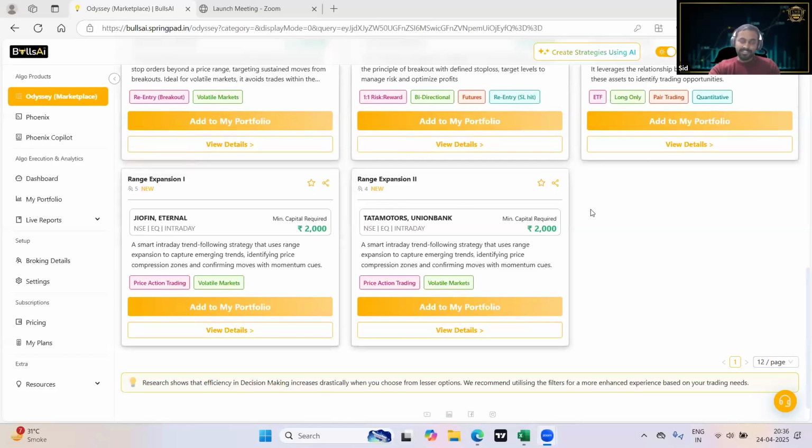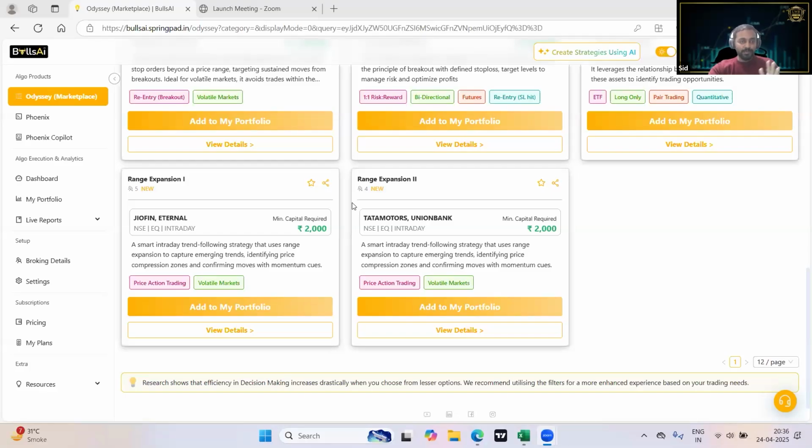range expansion 1, range expansion 2. Both strategies fundamentally work the same way, but if you notice, the stocks are different. This one mainly trades with JioFinance and Eternal. This one mainly trades with Tata Motors and Union Bank. That's the only fundamental difference between these strategies, that the stocks targeted are different. Other than that, the fundamental concept and everything remains absolutely the same.